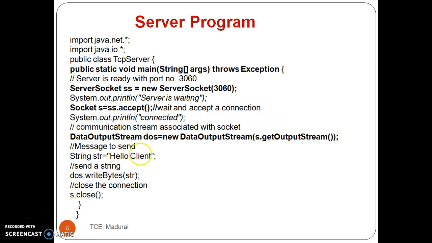Now we need to define a message to transmit from server side to client. The message we are sending is "hello client". So this is defined as a string data type. So we need to create a string object in the name of str. This string object cannot be directly transmitted through data output stream, so it needs to be converted into bytes using the writeBytes method. So string is being converted into byte stream by using the syntax dos.writeBytes(str). Then finally we need to close the socket.